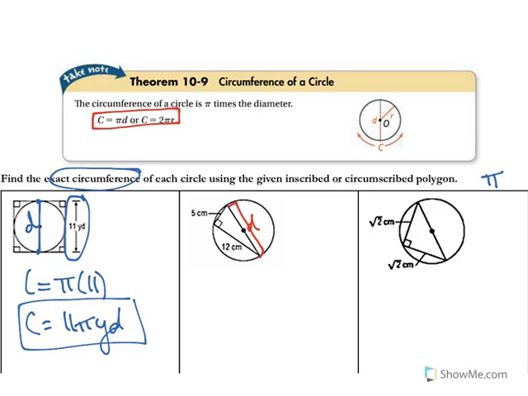I've got a right triangle. I have two sides given to me. How do you find the third side? Yep, Pythagorean theorem. 5 squared plus 12 squared equals d squared.